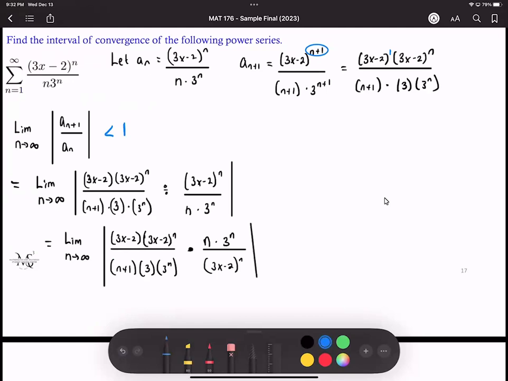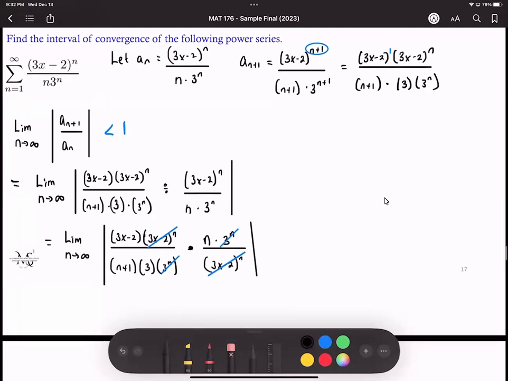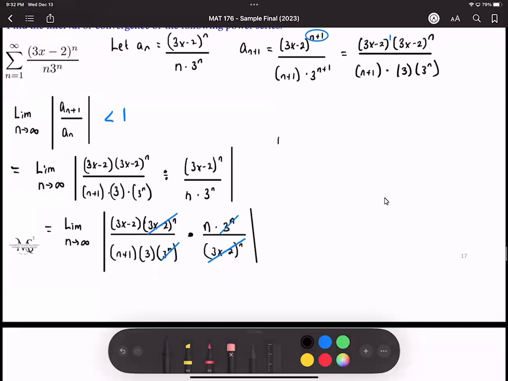So here, the things will start canceling out. For example, (3x - 2)^n cancels, and 3^n also cancels. All right. So this will now give us, I'm going to write it out here on the side, the limit as n goes to infinity of the absolute value of (3x - 2) times n over 3 times (n + 1). So I just rearranged the terms in the denominator.